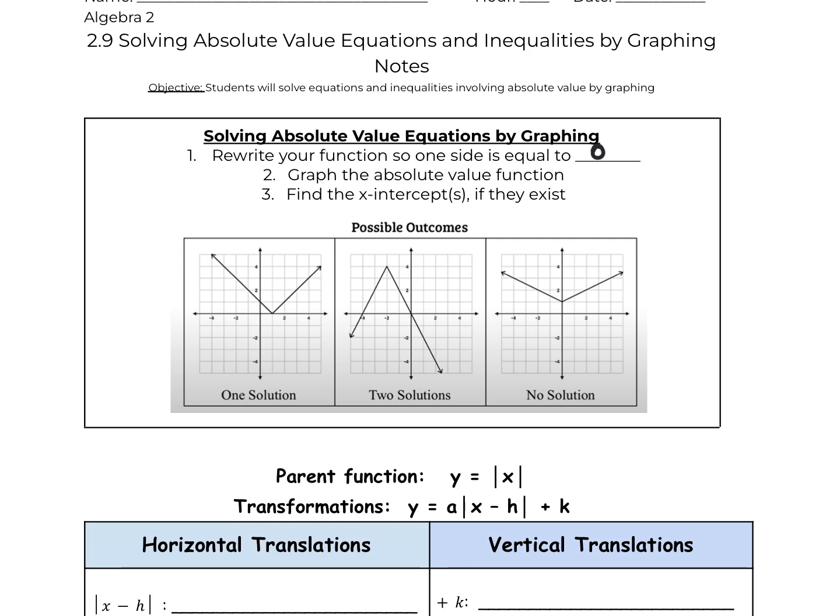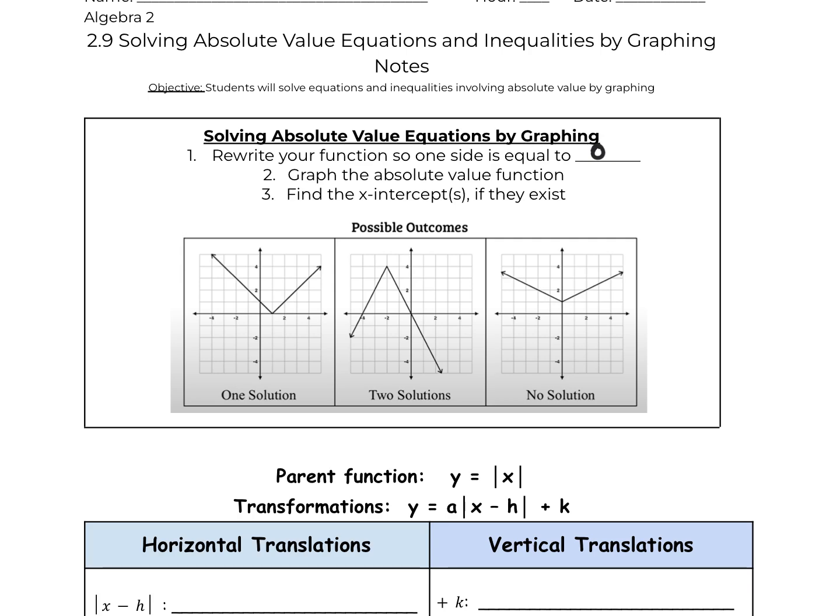So the way this works is that we're going to have three possible outcomes. We're either going to have one solution, where the vertex of the absolute value graph is on the x-axis. We're going to have two solutions, where the vertex is either above or below the x-axis and then opens either up or down to where there's two lines crossing the x-axis. Or we will have no solution, where, like in the picture here, the vertex is above the x-axis and it opens upward. Or the vertex could be below the x-axis and it opens downward.